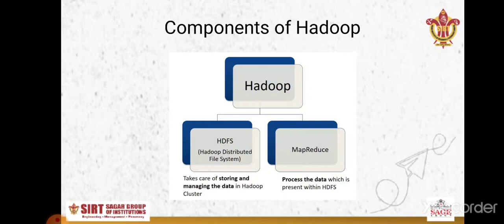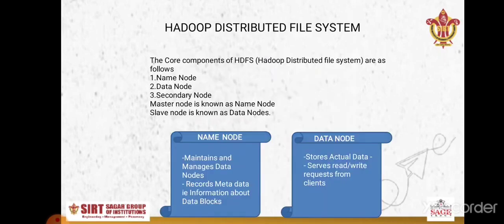What is HDFS? HDFS is the Hadoop Distributed File System, whose function is to take care of stored data and to manage that data in the Hadoop cluster. Whenever we are working in a Hadoop cluster, one component has to do the task of storing the data and managing the data. This task is done and managed by HDFS in Hadoop. So the main function of HDFS, which stands for Hadoop Distributed File System, is to store and manage the data in the Hadoop cluster.